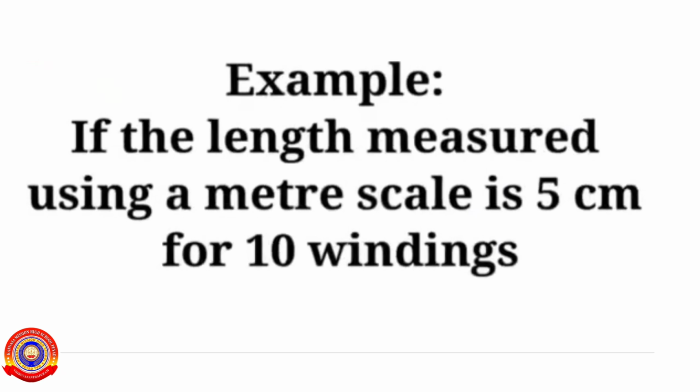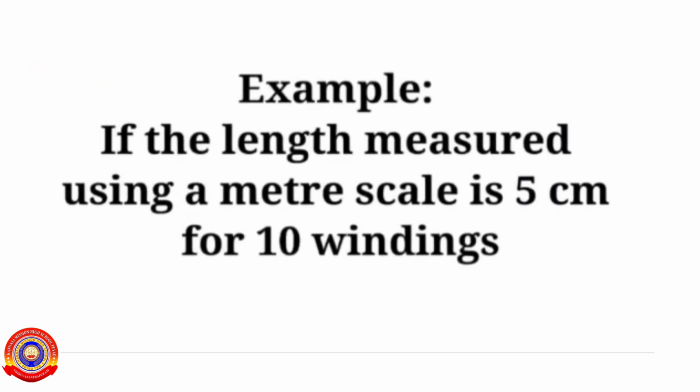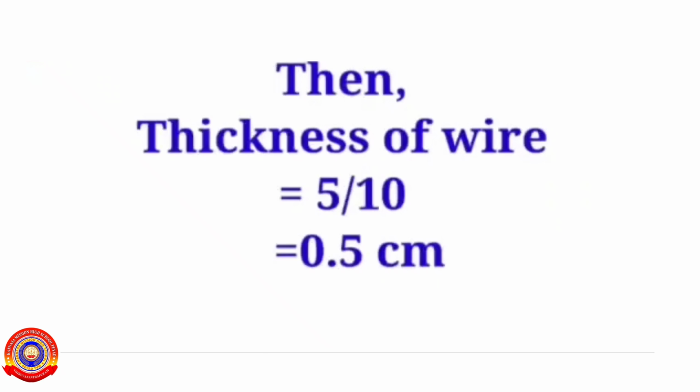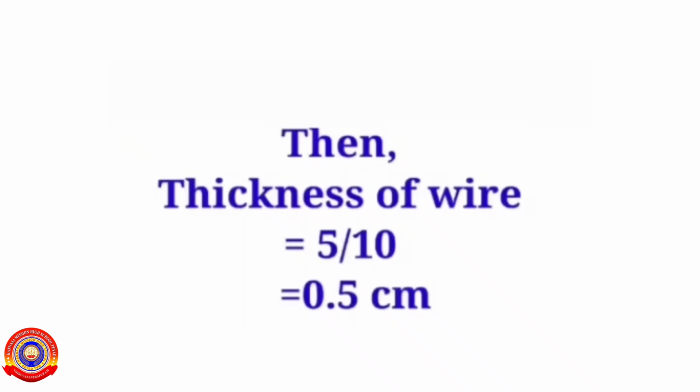For example, if the length measured using a meter scale is 5 cm for 10 windings, then the thickness of the wire equals 5 divided by 10. That is equal to 0.5 cm.